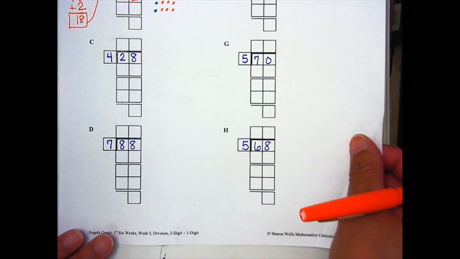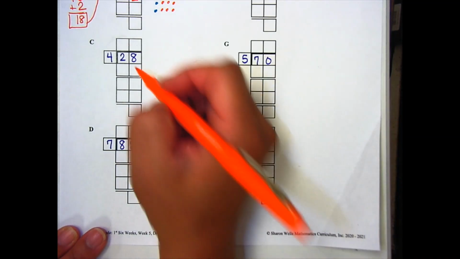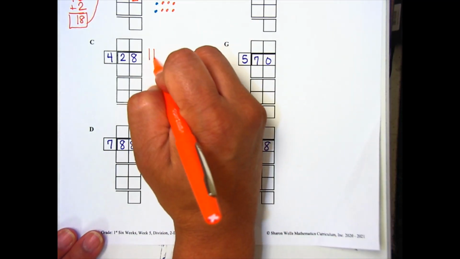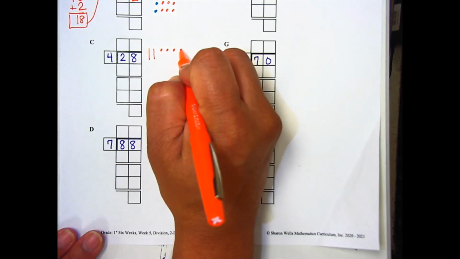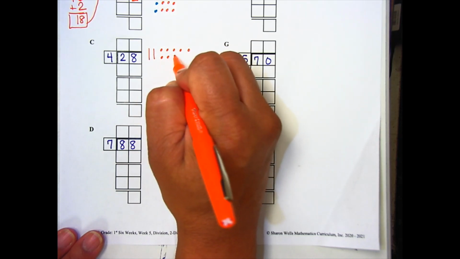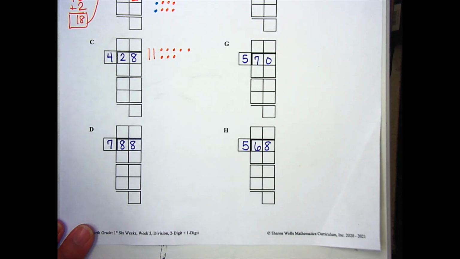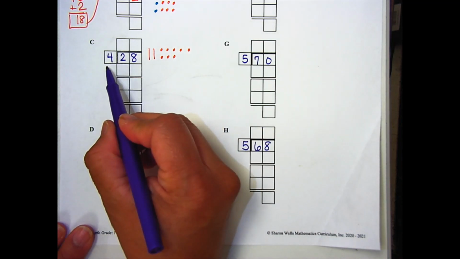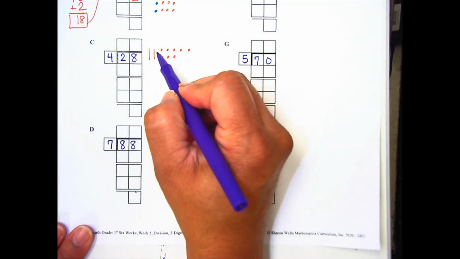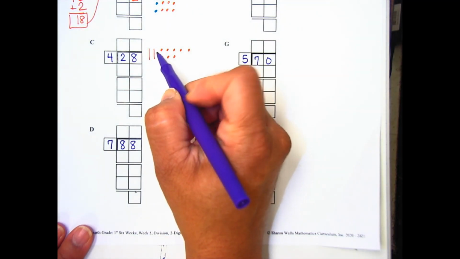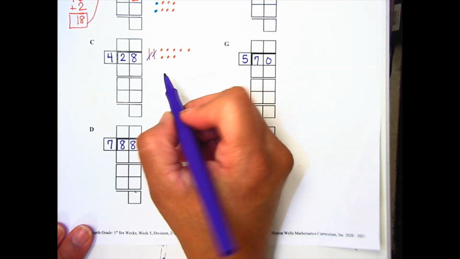All right, 28 divided by 4. So I'm going to sketch out 28. 10, 20, 1, 2, 3, 4, 5, 6, 7, 8, 28. Do I have enough tens to separate equally into 4 groups? I don't, so I'm going to trade these off. I'm going to regroup into my ones place.